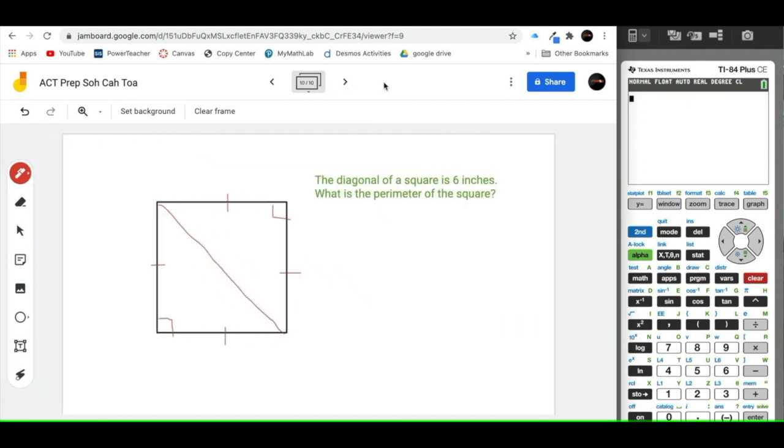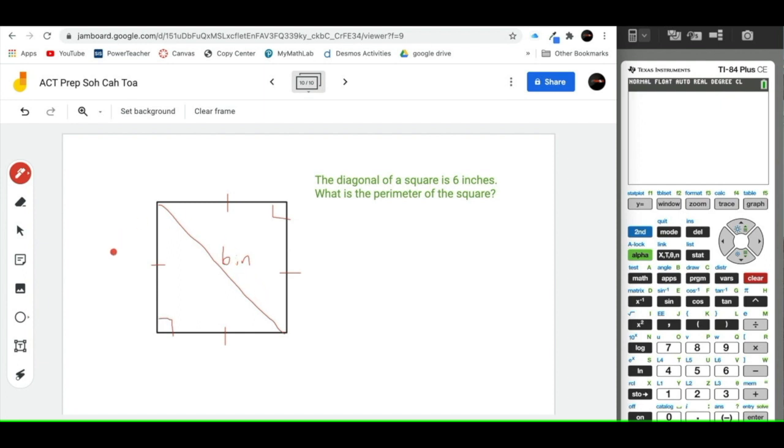And what you'll probably see on the ACT is a question more like this, where they give you the diagonal of a square is 6 inches. So I'll put that in my picture. And remember, a square is a quadrilateral with 4 right angles and 4 equal sides. Well, when you have one of the diagonals, it splits it up into 2 isosceles right triangles. And this brother right here is the hypotenuse of that.